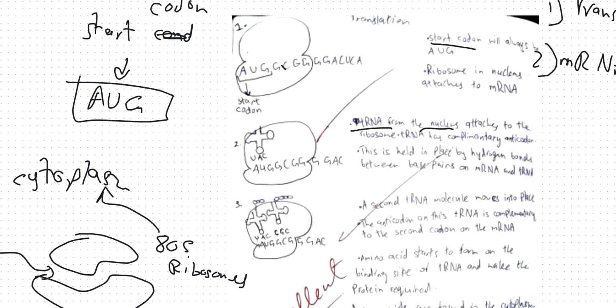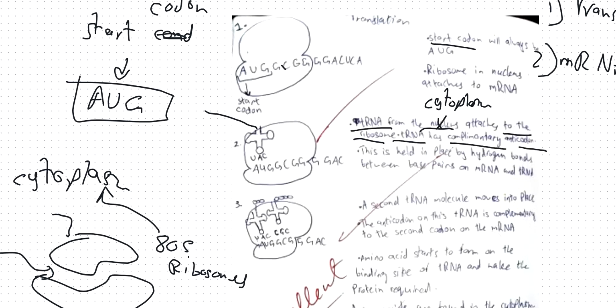Why is it nucleus? It's cytoplasm. Ignore this. tRNA from the cytoplasm attaches to the ribosome. So a tRNA molecule from the cytoplasm will come and bind to this ribosome right here. And tRNA has a complementary anticodon.